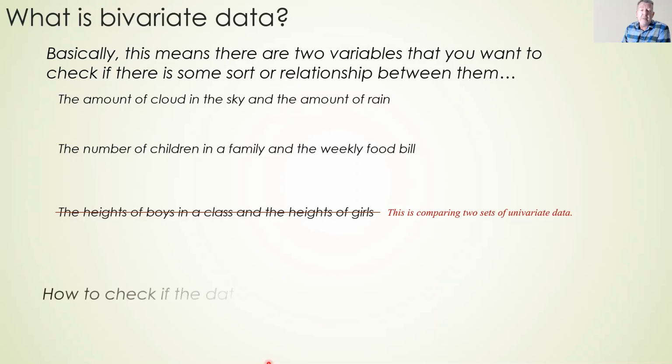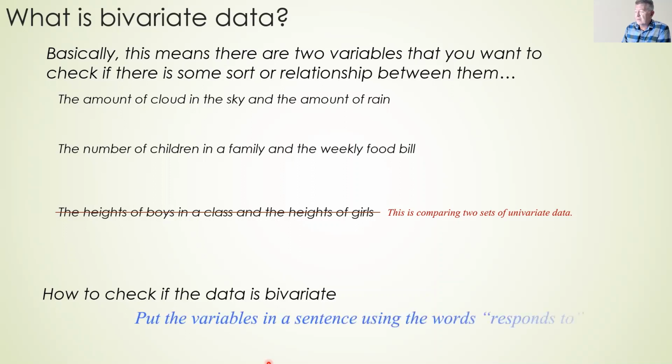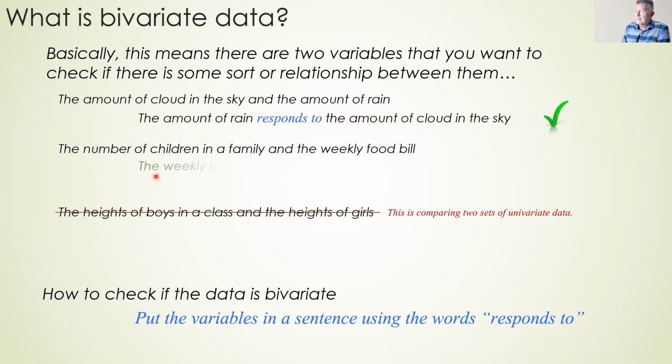So how do we choose? How do we check that data is bivariate? Well, essentially, all we need to do is put the variables in a sentence using the words respond to. Sometimes we could say is explained by, but I prefer to use the words responds to. It just makes the sentence neater and makes it easy to find one of the variables in particular, which I'll talk about in a second. So anyway, let's have a look at this first one. We'll put this in a sentence. The amount of rain responds to the amount of cloud in the sky. That makes sense, doesn't it? Or you would expect the amount of rain to respond to the amount of cloud in the sky. This one, you would expect the weekly food bill to respond to the number of children in the family. Makes sense too, doesn't it?